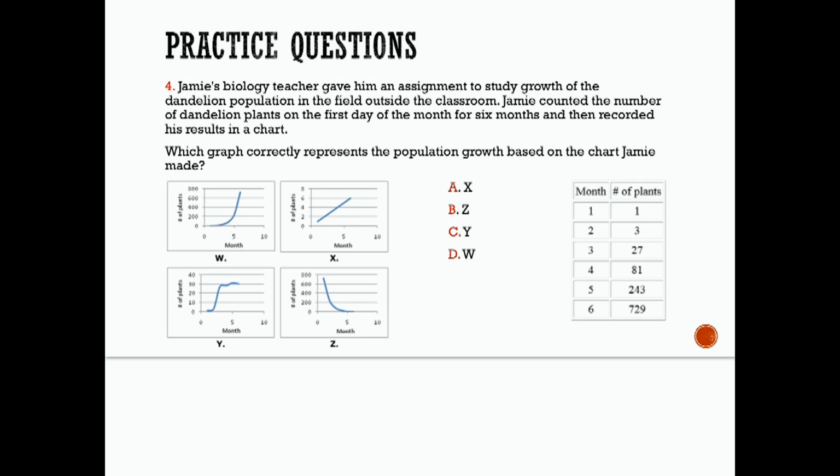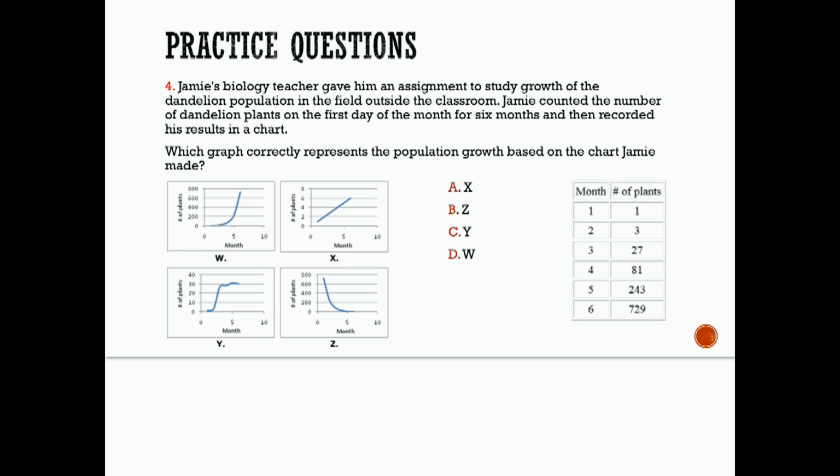Number 4, Jamie's biology teacher gave him an assignment to study growth of a dandelion population in a field outside of the classroom. Jamie counted the number of dandelion plants on the first day of the month for 6 months and then recorded his results in a chart. Okay, so here's the 6th month. At month 1, there was 1 plant. At month 2, there were 3 plants. At month 3, there were 27 plants, and so on. So, which graph correctly represents the population growth based on the chart that Jamie made?